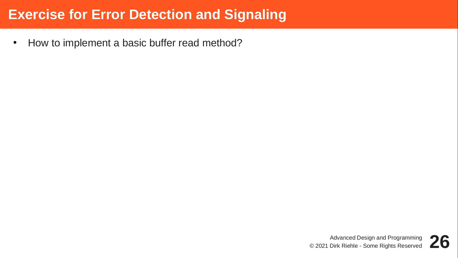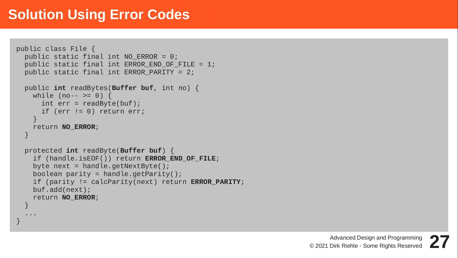So let's have a simple exercise. How could this possibly look like? For a simple read method that fills a buffer with a number of bytes, and where, of course, things could go wrong. What are the different ways of doing that?